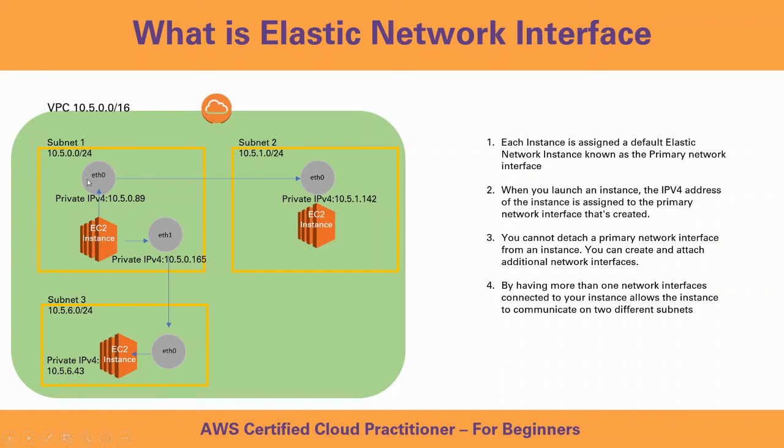So in this subnet over here, we have the primary network interface, and then we have created an additional network interface. By having more than one network interface connected to your instance, this allows the instance to communicate on two different subnets. So as you can see over here, by attaching an additional ENI, you can now communicate. Subnet 1 is able to communicate via its private IPv4 with subnet 3 via its private IPv4 without the need for any kind of internet associated with any of the subnets. So this is the simple definition of Elastic Network Interface.